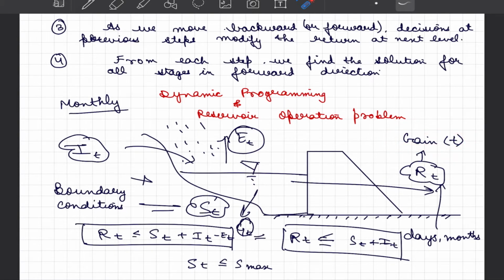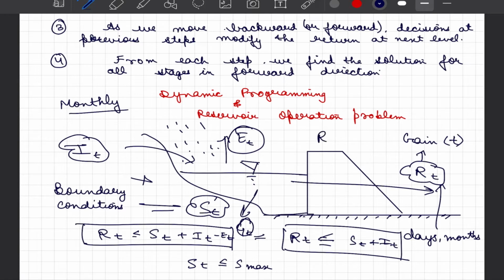Similarly, if we give water to industries or water to power plants, we are going to get production gains, and hence water would only be beneficial if it is released from this reservoir in some optimal quantity. But we also have to look at the conservation of mass principle.